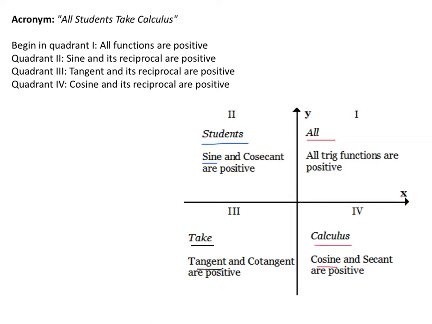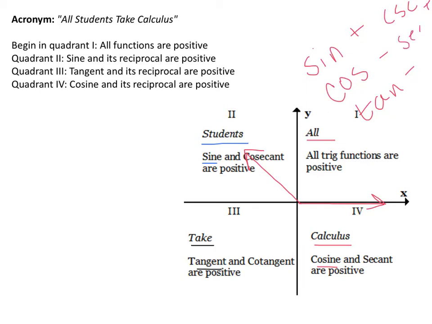So if you always think of it in that way, all students take calculus, then regardless of the location of the terminal side of the angle, you will know whether the trig function is positive or negative. The angle that I just showed, sine is going to be positive, cosine will be negative, tangent will be negative, cosecant will be positive, secant will be negative, and cotangent will be negative.